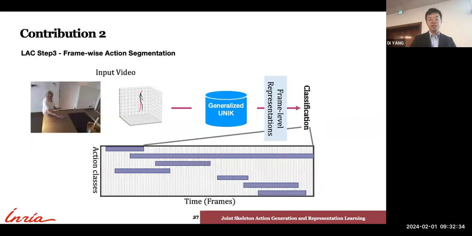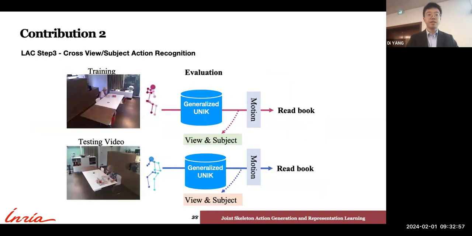And the third step, as we generalize unique using the compositional activities, this model can be better applied to the compositional, which is multi-label, action classification tasks using binary cross-entropy loss. And as our generalized unique is also trained using view-invariant contrastive learning, it can be robust to view variance. So our model can also be evaluated for cross-view action recognition tasks.